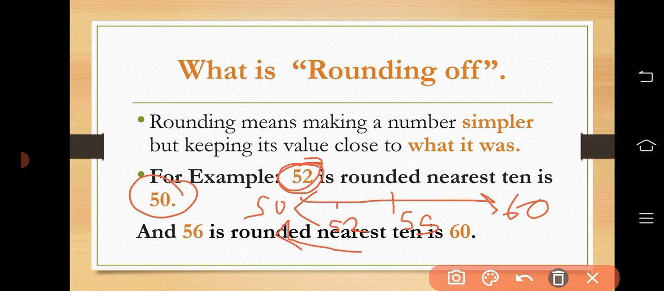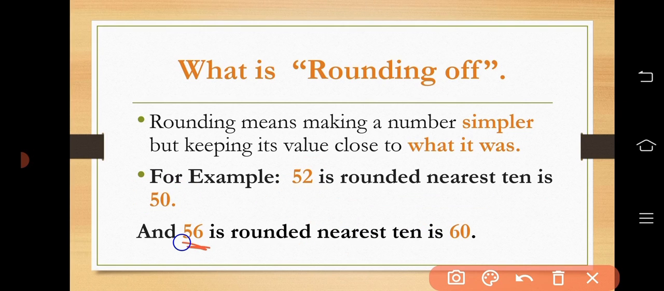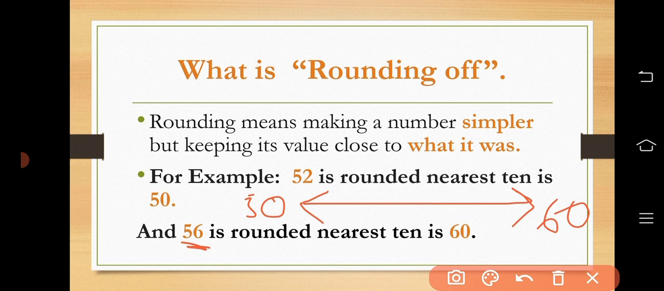Let's see another example. 56 rounded to the nearest 10 is 60. If I make a number line, firstly you check this number is lying between 50 and 60 and the midpoint is 55. Now this 56 is lying here. So this number is closest to 60. So the answer is 60.